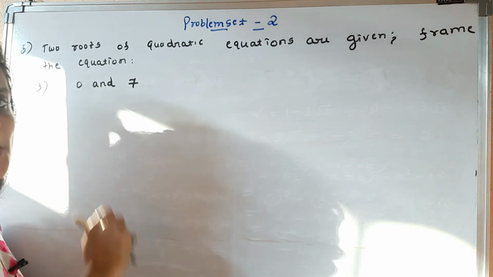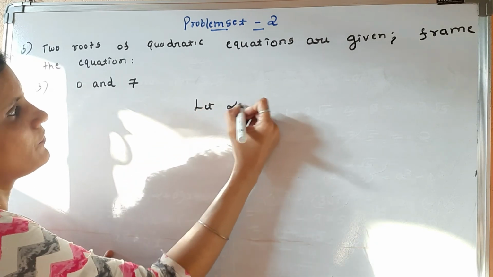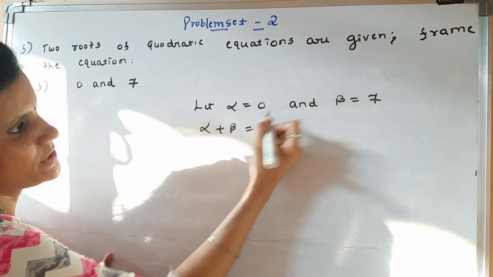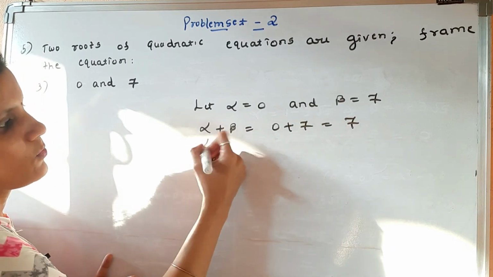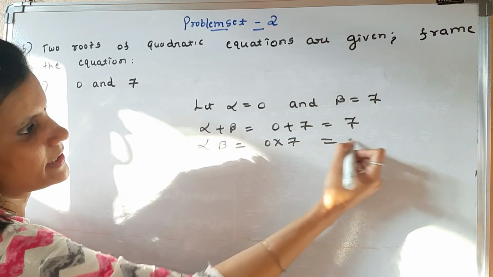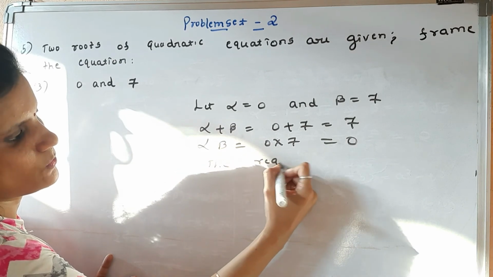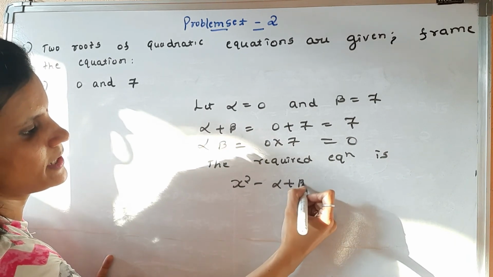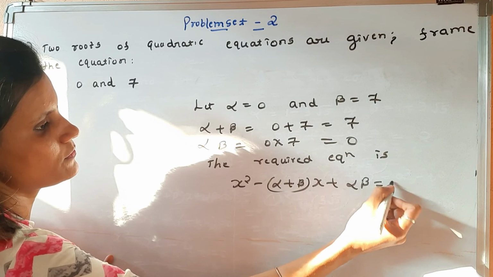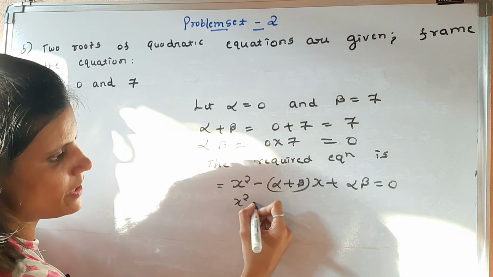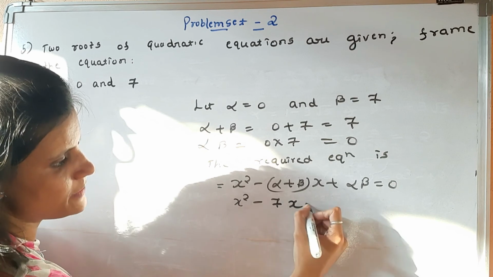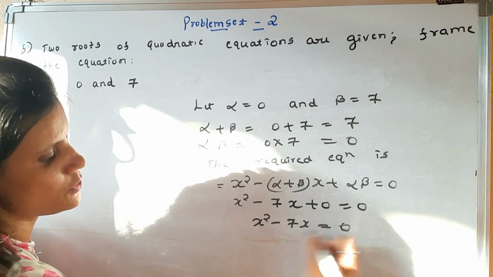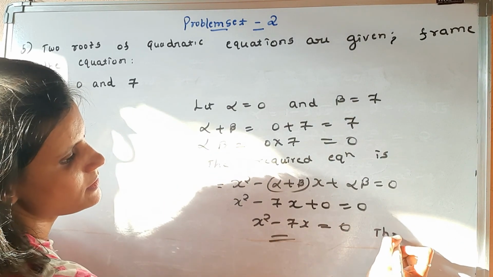The third question is 0 and 7. So what will be the first step? Let alpha is equal to 0 and beta is equal to 7. So alpha plus beta is nothing but 0 plus 7, we are getting 7. What is alpha beta? 0 into 7, we are getting 0. The required equation is x square minus (alpha plus beta) into x plus alpha beta equal to 0. So substitute. Next step, x square minus 7x plus 0 equal to 0. So basically it will be x square minus 7x is equal to 0, which is the required equation.